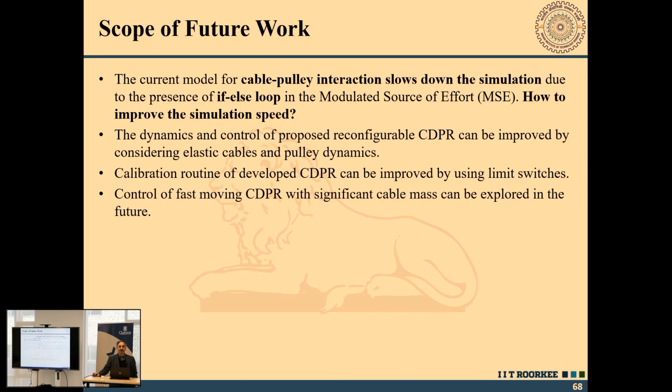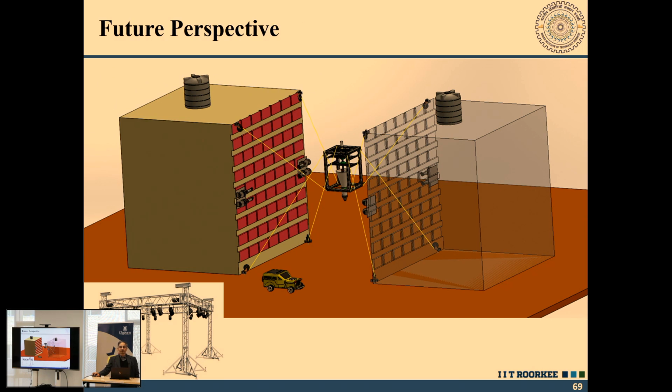The dynamics and control can be improved further by considering elastic cable and pulley dynamics. The calibration routine of the developed cable driven parallel robot can be improved using limit switches, and control of a fast moving cable driven parallel robot with significant cable mass can be explored in the future. This could be the future perspective: rather than using pillars to hang the mobile platform, adjacent structures can be used to hang the mobile platform, and the printing can be carried out.